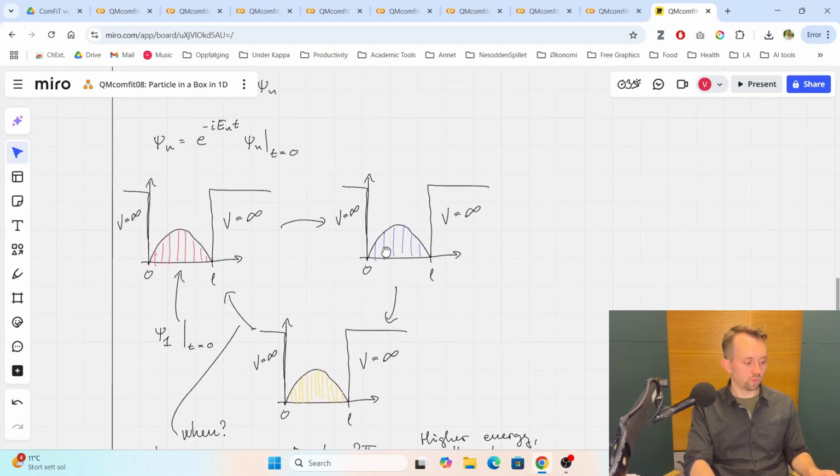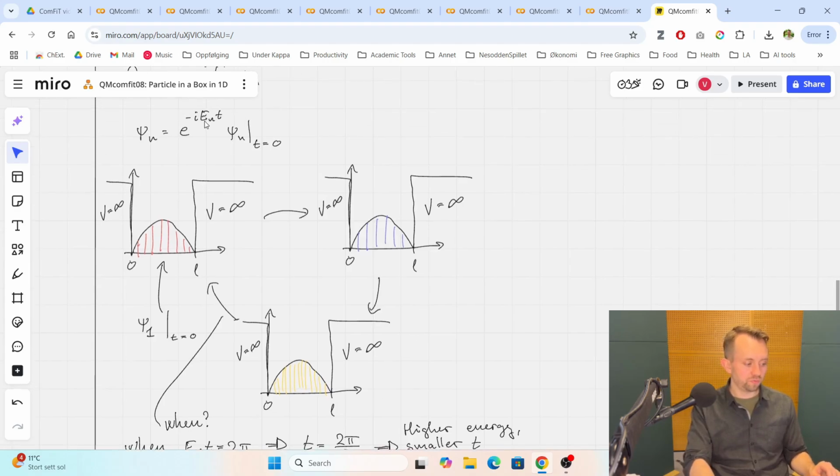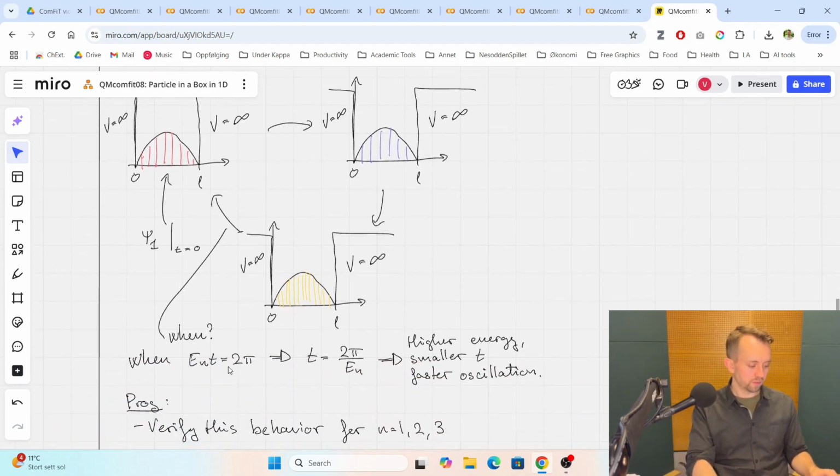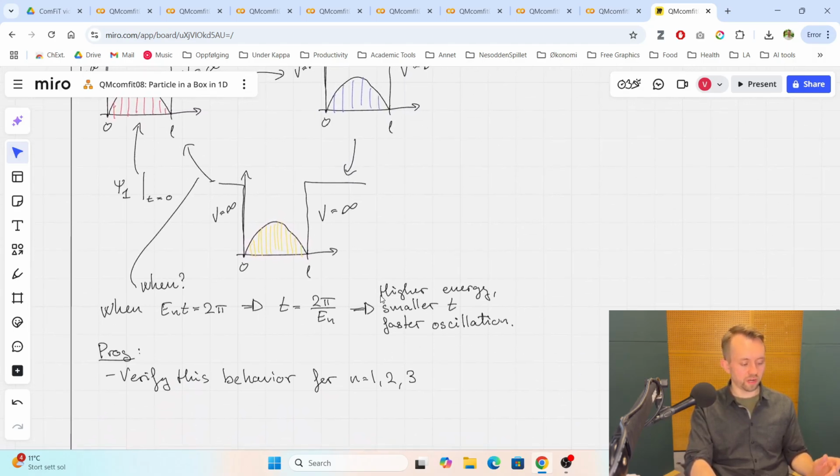And so the question is, at what point do we get back to the original phase? Well, we get back to the original phase when the argument, En t, is equal to 2 pi, because then we have e to the minus 2 pi i, which is just 1. So the time it takes is 2 pi over En, which means that if we're looking at higher energy states, then it takes a shorter time for the eigenstate to go through all the phases before returning to 0 again, which means faster evolution. So let's try to verify this behavior.